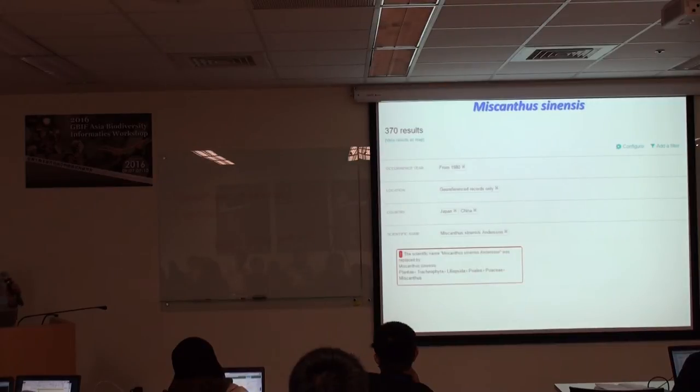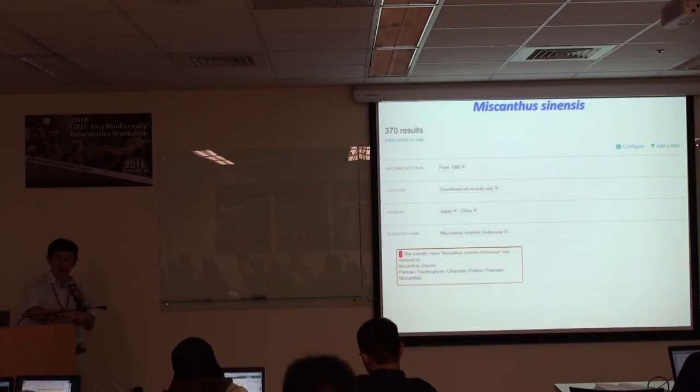So I think if the query itself is not wrong, the difference is because the GBIF database is always dynamic. Some records may be deleted, some classifications may be updated, and based on these differences, you may get a different answer every time you give the same question. Okay, so that may be an interesting thing.